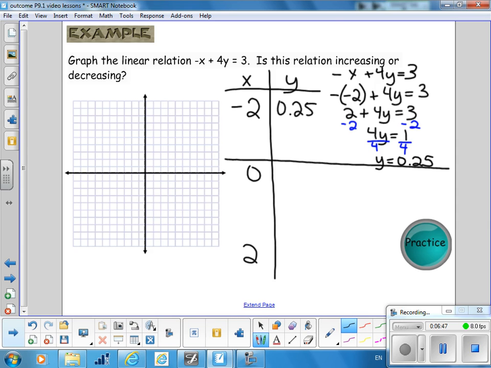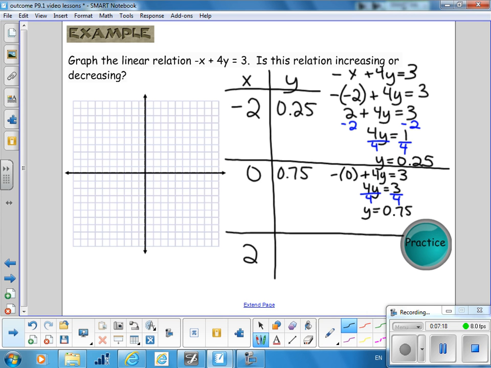Putting 0 in. So negative 0 plus 4y equals 3. Now negative 0 is just 0. So we've got 4y equals 3. So we divide by 4. And 3/4 is 0.75. These are going to be a little bit harder to graph. The line might not look like it goes through in a straight line, but you need to realize it has to do with the thickness of your pencil, and so it's going to be fairly close.